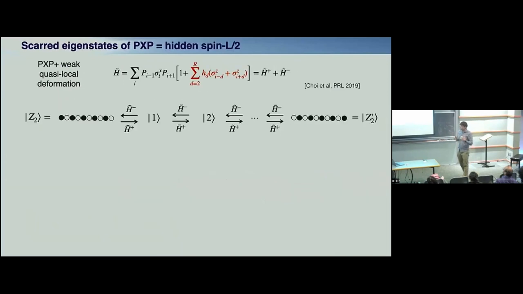And speaking of eigenstates, our picture that led to some understanding of these states was the following. We found in 2019, together with Misha's team, a weak quasi-local, so exponentially decaying, deformation of this specific Hamiltonian. This deformation doesn't bring a symmetry to this Hamiltonian, but it does something quite bizarre. It allows you to have one representation which looks like an SU(2) spin within this Hamiltonian. So after this deformation, I can split the Hamiltonian into raising and lowering operators, and starting from the Z2 state, I can create a ladder of states, and it will end in a symmetry partner of Z2.